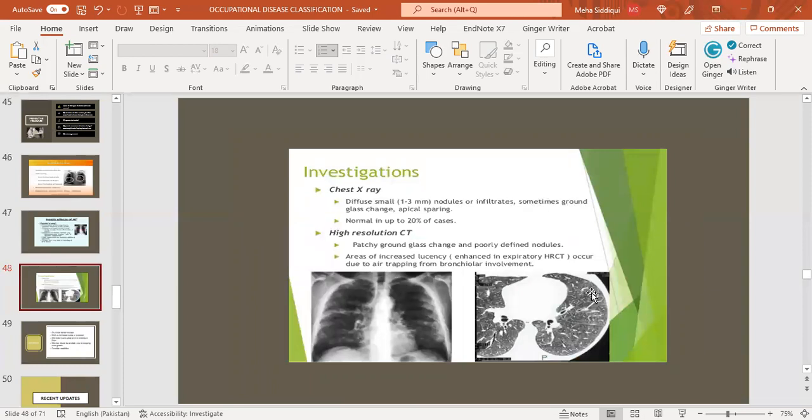Investigation includes chest X-ray and HRCT. In chest X-ray, there are diffuse small nodules or infiltrates, sometimes ground glass change, apical sparing, and it is normal in up to 20% of cases. In HRCT, patchy ground glass change and poorly defined nodules.